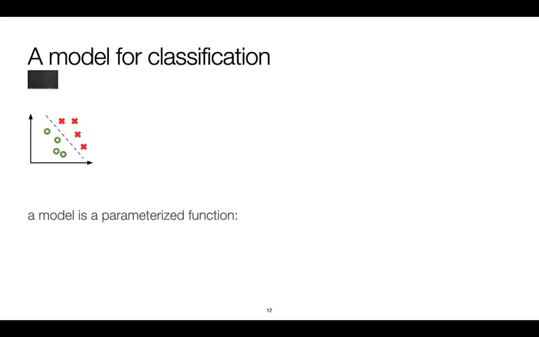Okay, great. So here we have an example of classification where what we call the decision boundary, the thing between the O's and the X's, is represented by a line. So this is what we call a linear classifier, right? So how do we actually represent a linear classifier? What does that model actually look like?